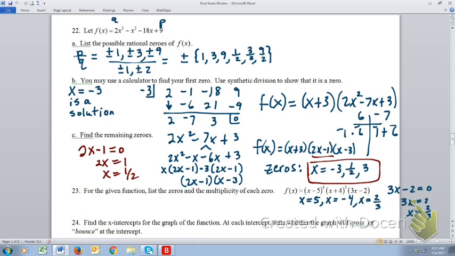And now we're supposed to give the multiplicity of each. Now remember, the multiplicity is determined by how many factors we have that correspond to each of these zeros. So x minus 5 is to the 4th power. So our multiplicity there is going to be 4. And for -4 it'll be 3. 3x minus 2, that's to the 1st power, so our multiplicity there is 1. Alright, let's move on to the next page.